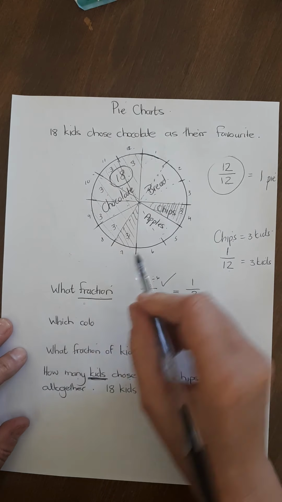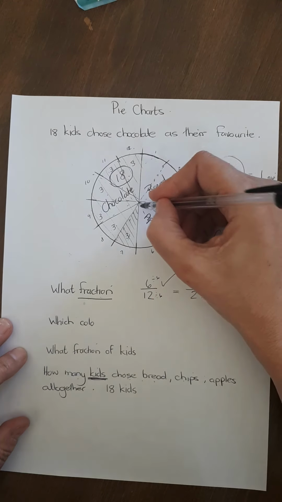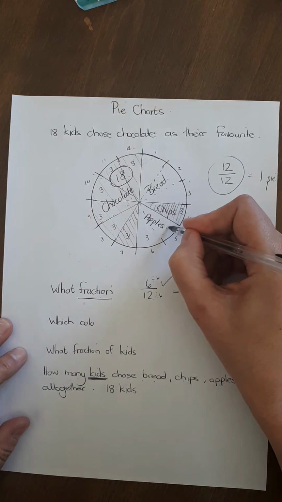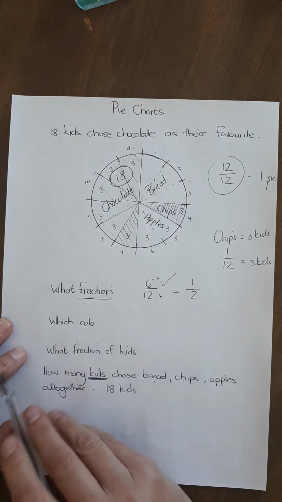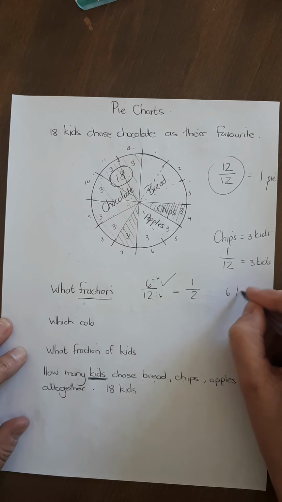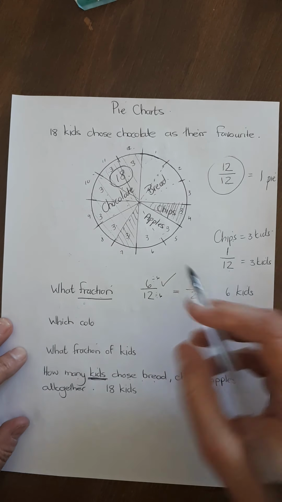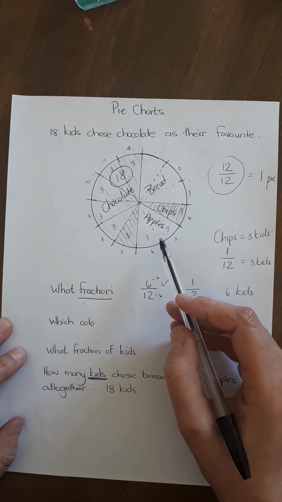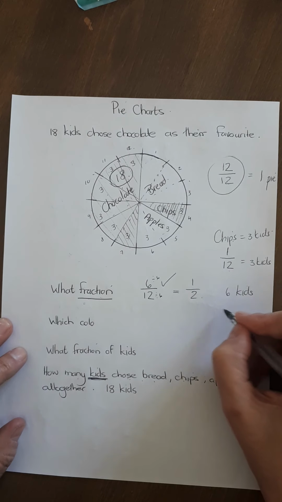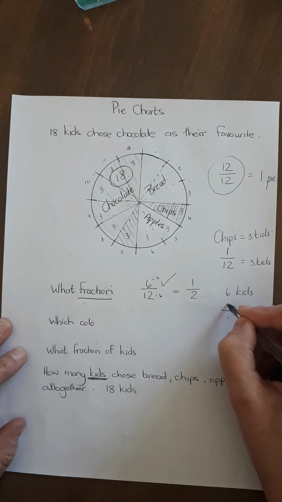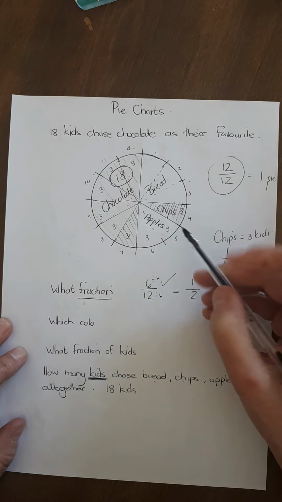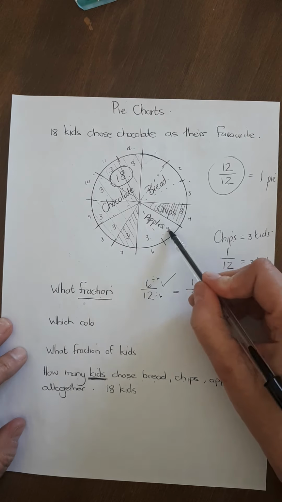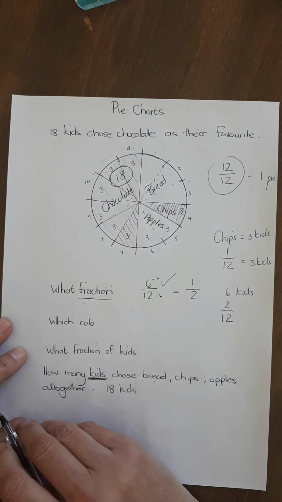Apples. Well, apples, I can see one part, 3 kids in here, 3 kids in there. So how many kids liked apples? 6 kids liked apples. What fraction of the kids? Fraction must be something over something. Numerator, denominator. Denominator stays the same, 12. How many parts do I have? 1, 2 parts. 2 out of 12.